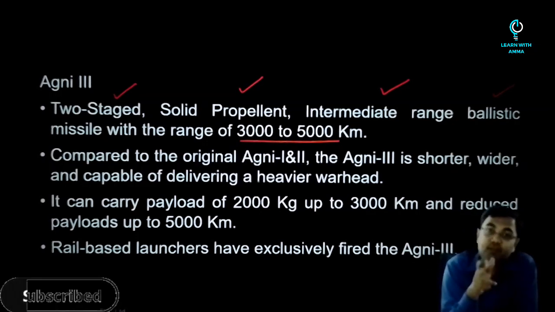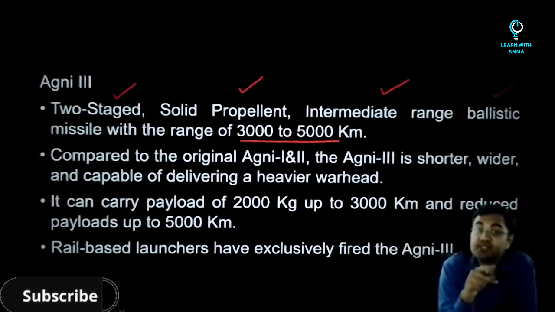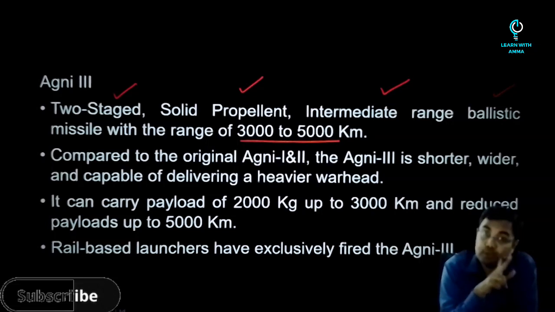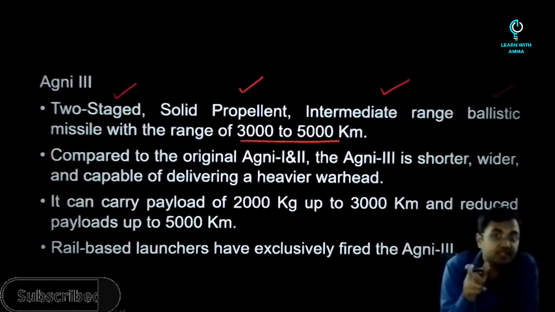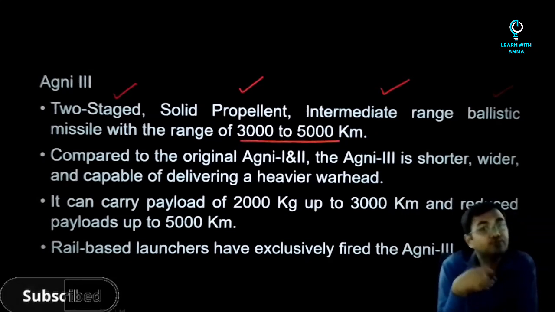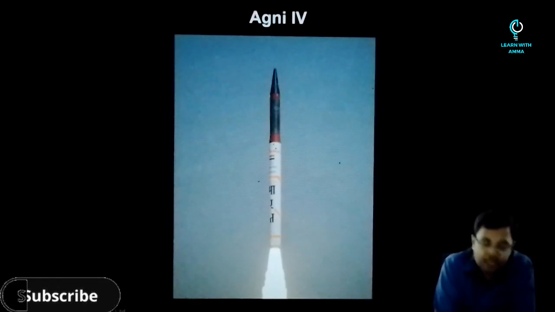And again, as far as the payloads go, the payloads can be higher. It can carry 2000 kgs up to 3000 kilometers now. And at a reduced payload, it can go up to 5000 kilometers. So this makes it a better variant, or a variant which can go farther as compared to Agni 1 and Agni 2. Now next we have Agni 4.